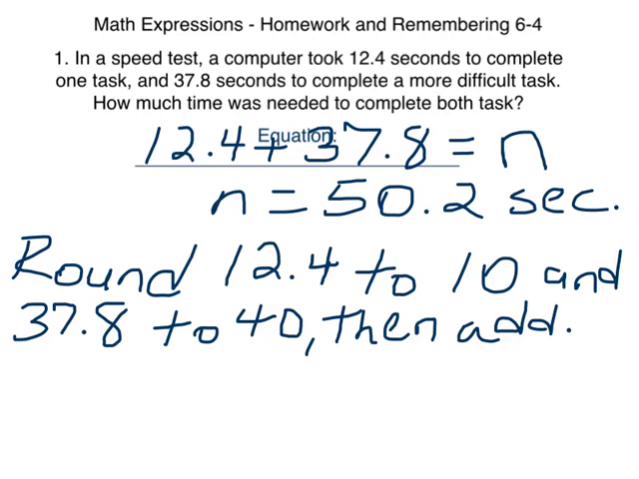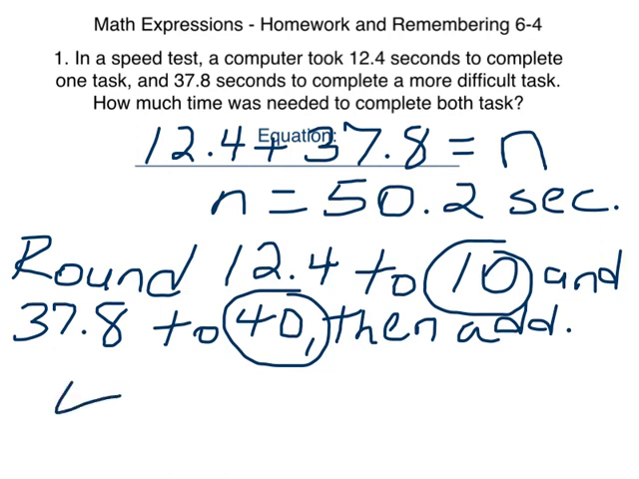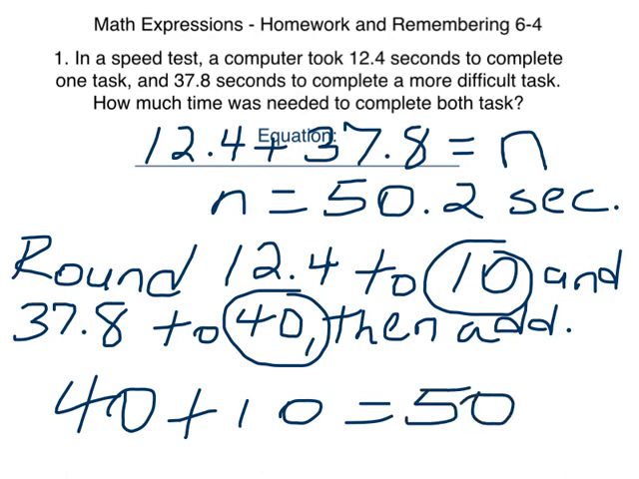So what we're going to add then is 10 and 40. Well, what do we get when we add 10 and 40? Well, 10 plus 40 is going to give us 50. So now we can look back. Does 50 as an estimation show that our answer for n, 50 and 2/10 of a second, is very reasonable? And it does. It's only actually 2/10 of a second off from our estimation to our exact answer.